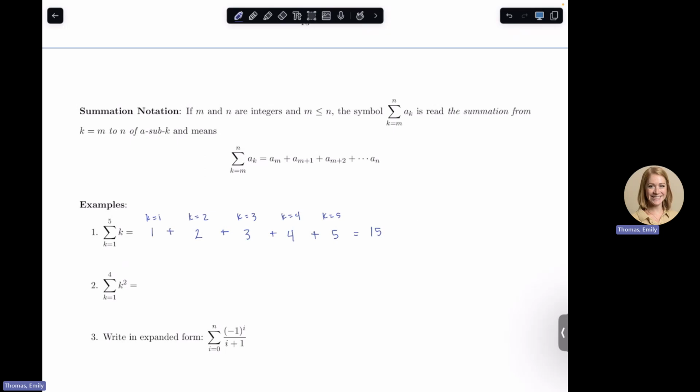And then we're going to do the same thing going from 1 to 4, adding up the k squared terms. So when k equals 1, when k equals 2, when k equals 3, and when k equals 4: 1 squared is 1, 2 squared is 4, 3 squared is 9, 4 squared is 16.